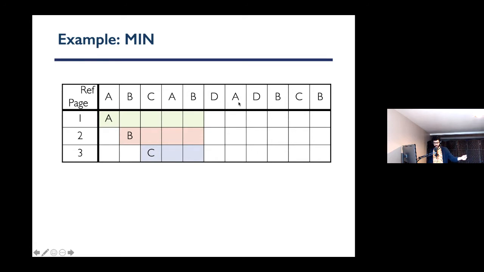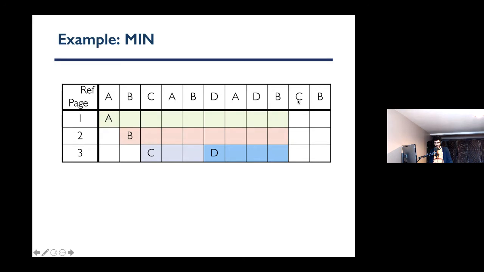So the reference count is 1. B is going to be referenced here, so a reference count 3, and C is going to be referenced here, 4. So C is the page that is going to be referenced the furthest in the future. So we evict C and we put D in C's position. So then A, D, B, they all hit.